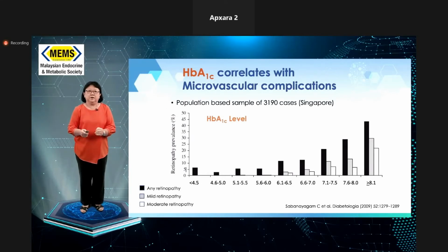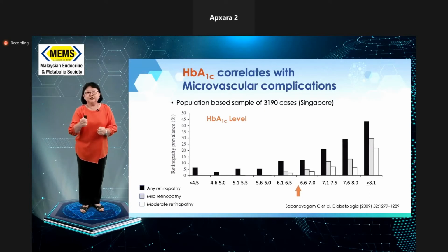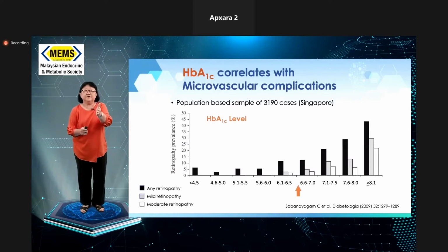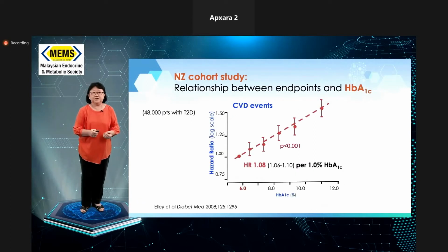This is from Singapore, a population sample of more than 3,000 individuals, and you can see on the x-axis the A1C level, correlated with the incidence of retinopathy. In the black column, any retinopathy, the gray columns mild, and in the white column, moderate retinopathy. You will see straight away that the increase starts when the A1C goes above 6.5%. And therein lies the reason it was chosen at 6.5% for us to make the diagnosis and to consider individuals at higher risk of developing diabetes with microvascular complications.